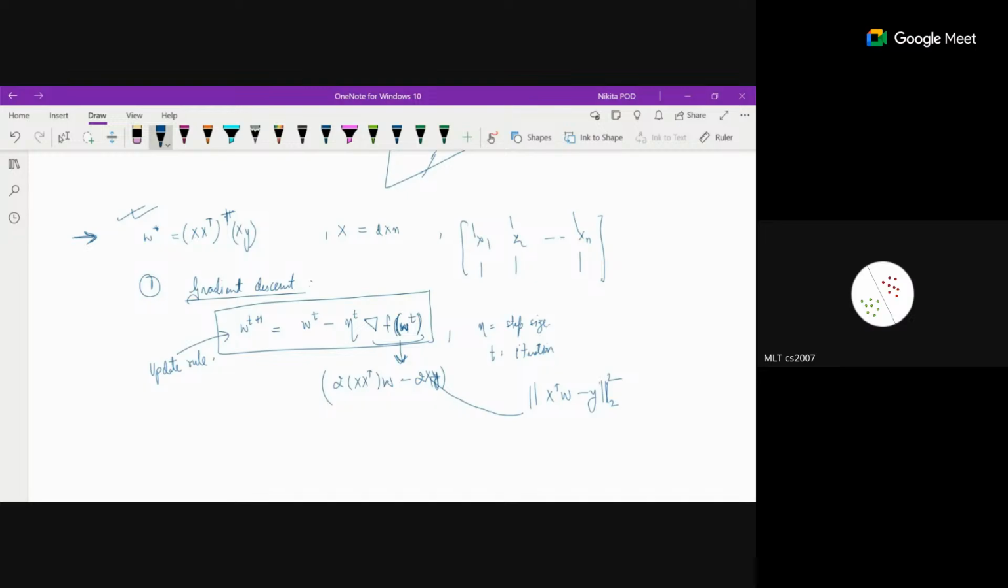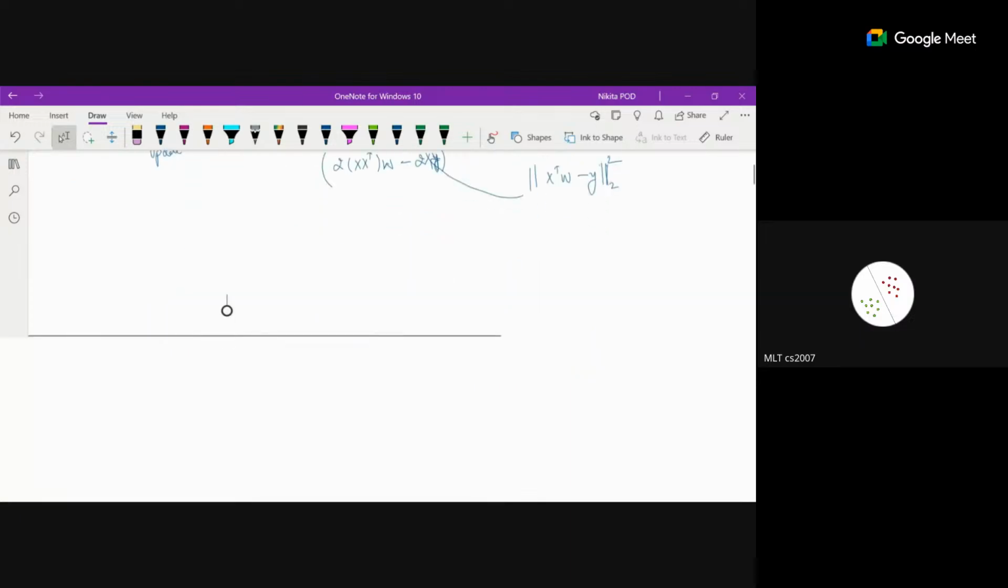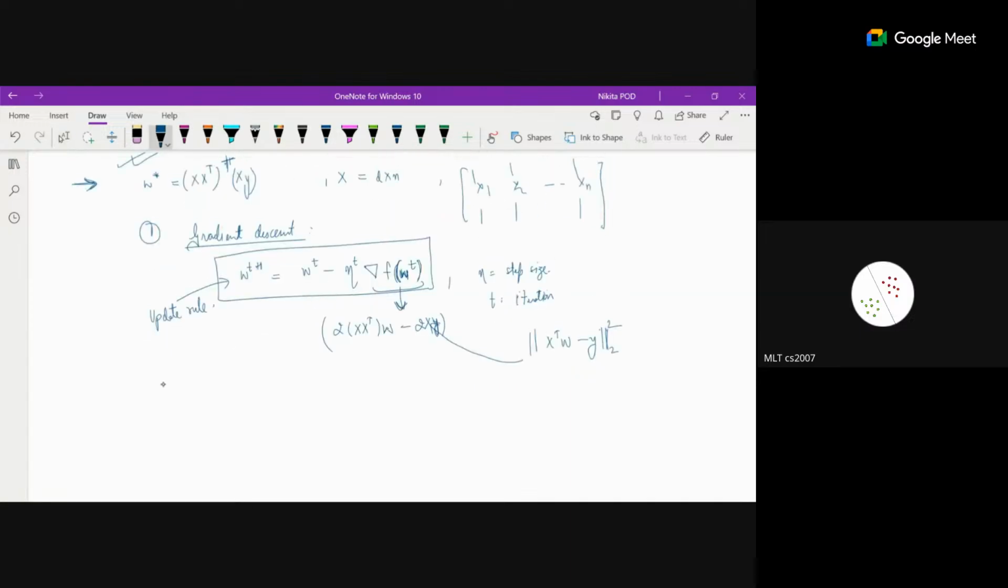Then this was to deal with when your D is very large and the inverse computation is going to be very expensive. But in case your N is very large, then how do we deal with this? If the number of data points itself is very large, then we can adopt something which we call the stochastic gradient descent method. So you have another optimization technique which we call stochastic gradient descent.